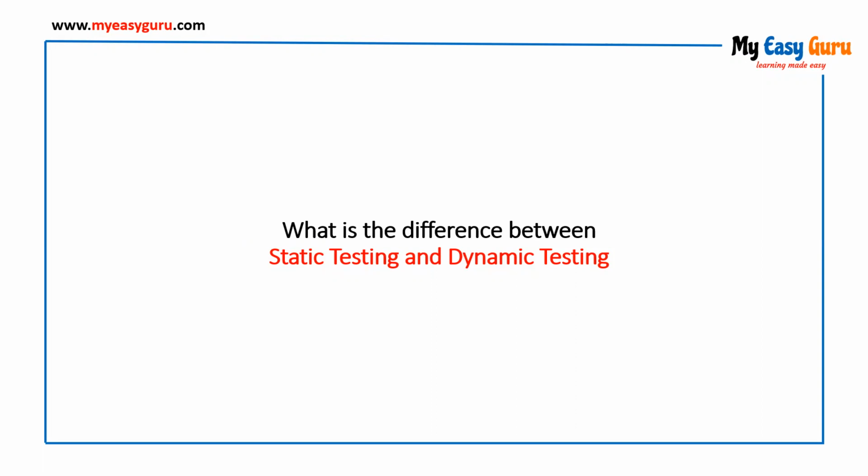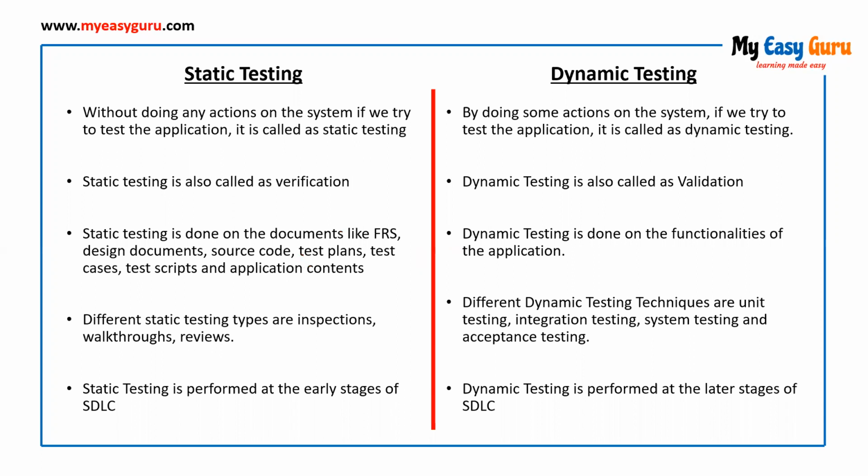So static testing is nothing but the testing that we do on the application without giving any input to the system or without doing any actions on the system. So without doing any actions on the system, if you try to test an application, it will be called static testing. Whereas by doing some actions or by giving some input to the system, if you are trying to validate the output given by the system, we simply call it dynamic testing.